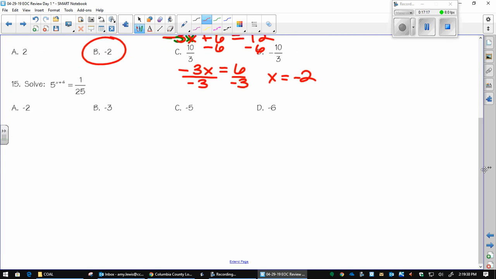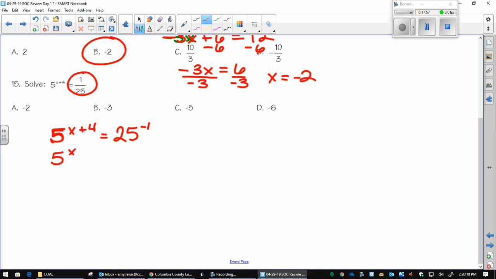Okay, number 15 is solving an equation, but this time we're solving an exponential equation. So remember, if we're solving an exponential equation, our first step is to get everything to the same base. And remember, our base is this big number here. So we're looking at 1 over 25. The first thing that I'm going to do is write 25 to the negative 1. Because if I want to get rid of a fraction, remember that's going to give me a negative 1. 25 to the negative 1 exponent.